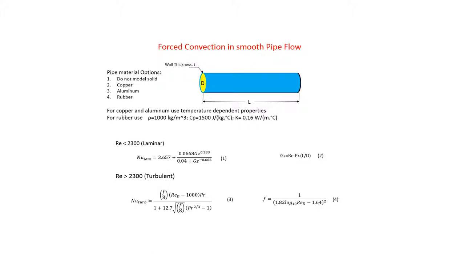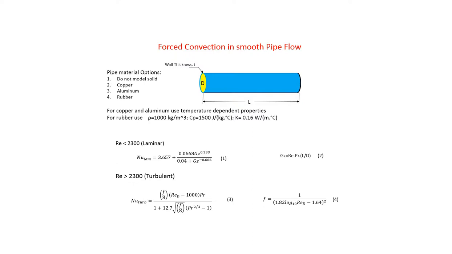In this exercise, we will create a ThermoFlo part to study forced convection for internal pipe flows. The user will enter the pipe diameter and length and then chooses the modeling option for the pipe solid wall. The choices are to provide a wall thickness and model the wall as copper, aluminum, or rubber, or alternatively, do not include the wall in the analysis.